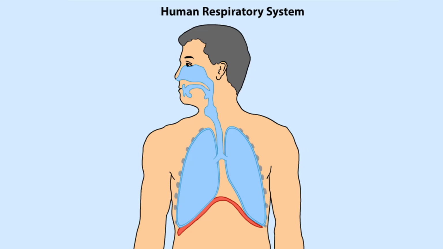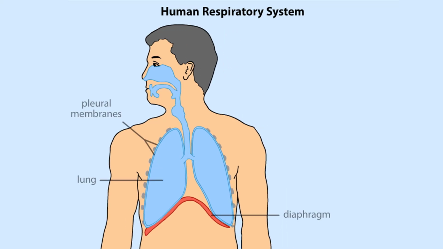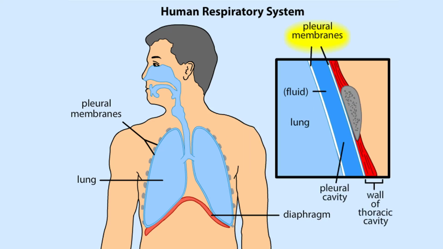The ability to inhale and exhale is based on the anatomy of the lungs and its surrounding structures. Each lung is surrounded by two pleural membranes. One membrane is firmly attached to a lung, while the other is attached to the wall of the thoracic cavity. Fluid fills the pleural cavity between the membranes.